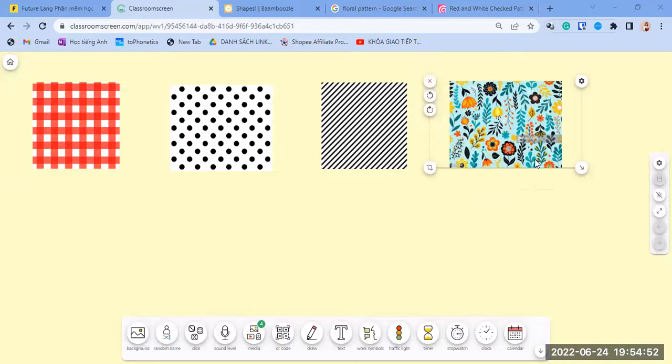Who can remember 4 patterns today? Raise your hand. Can you remember 4 types of patterns today? Yes, many people know. Sally. Yes, Ben. Great. Good job. This is Jade. Polka dotted, striped, and floral. Yeah, excellent, everyone.